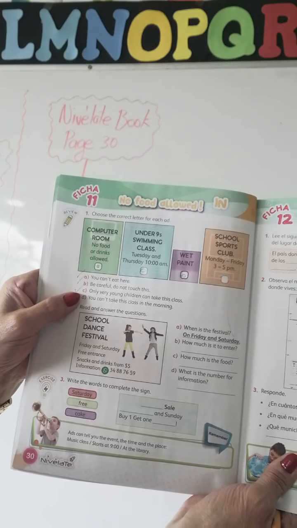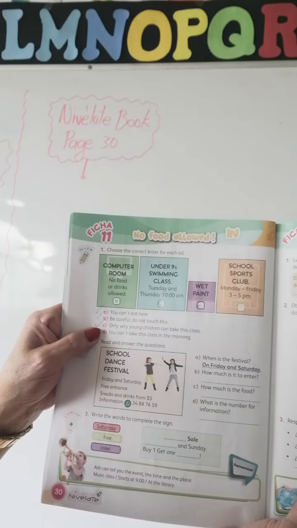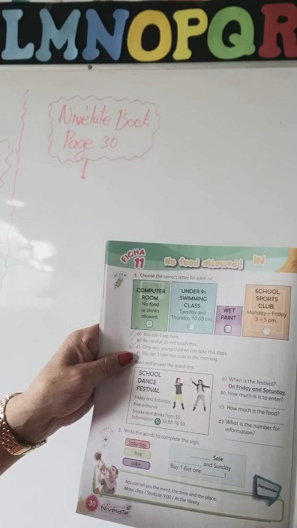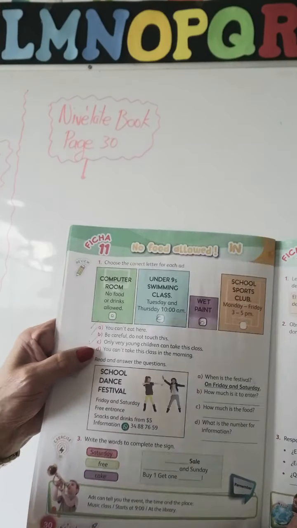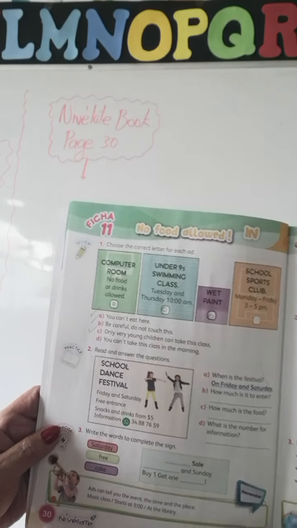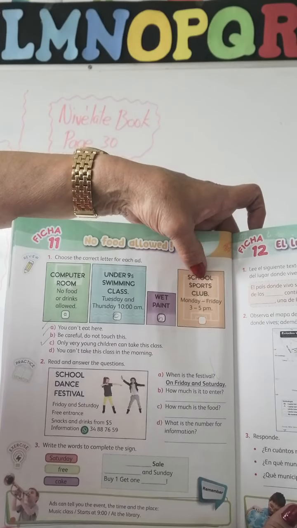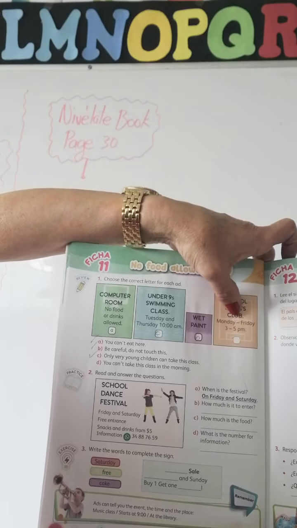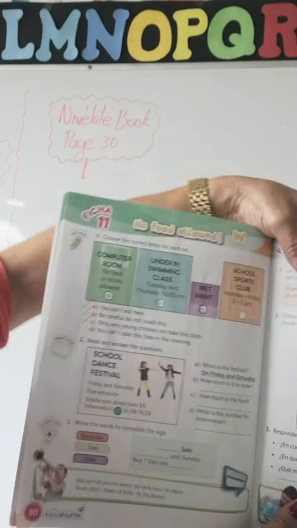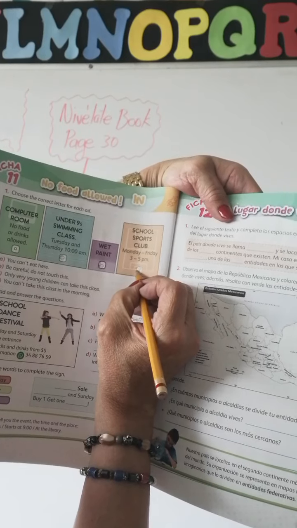And the last one, you can take this class in the morning. Which class? In the morning. You can take this class in the morning, but check, can't. Tú no puedes tomar esta clase en la mañana. Which one? Okay, the school sports club, because it's 3 to 5 p.m. So, we are going to write here letter D.